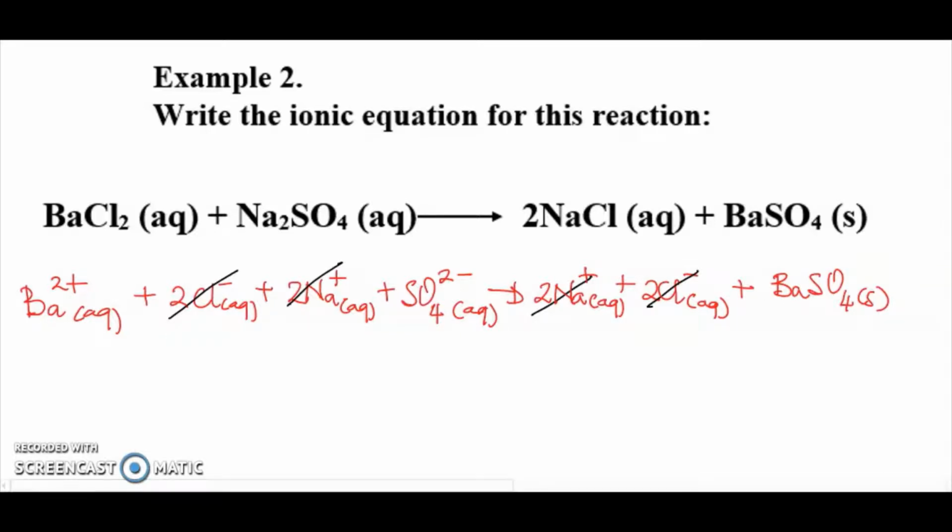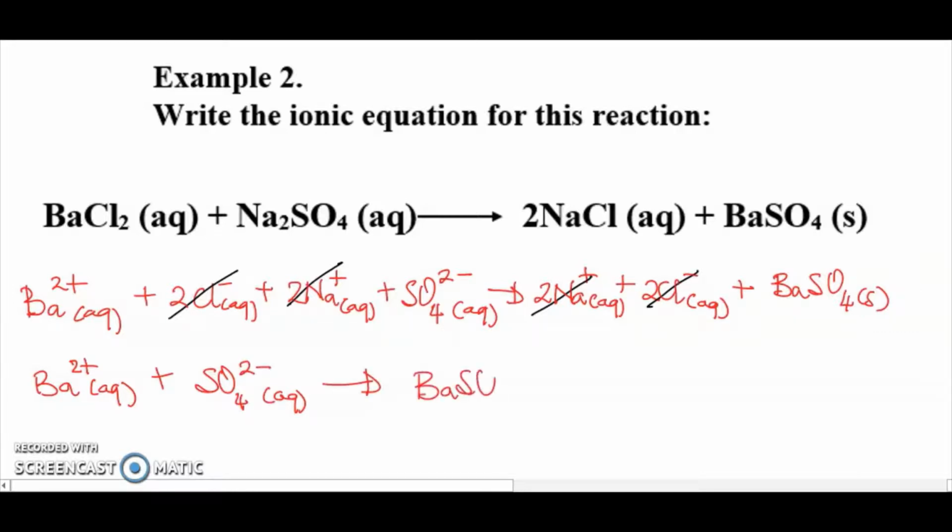What are we left with? We are left with barium ions on the left, aqueous plus the sulfate ions aqueous to form, what are we left with on the right? We have barium sulfate solid. So this is the ionic equation for this reaction.